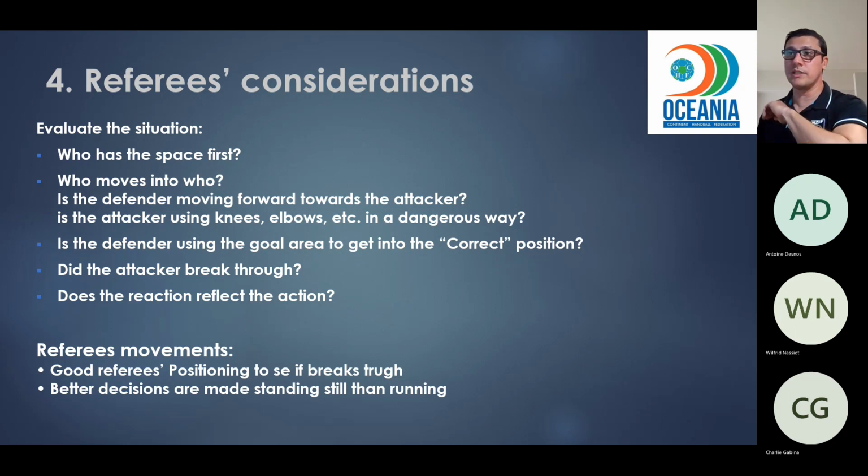As well, be very aware of the attacker using the elbows or using the arms. Usually at a high level, you don't see that much, but at a lower level, you see people that, when they see the defender, just put the elbow or the arm to push them. And when the player is jumping, be aware that he's not jumping forwards towards the defender with the knee in front, because that can be dangerous as well, and it's a clear offensive fault.